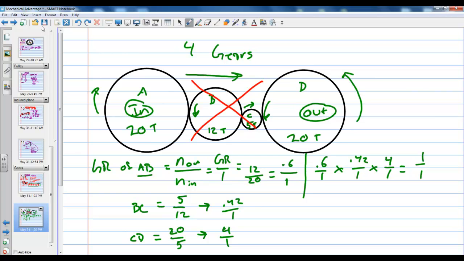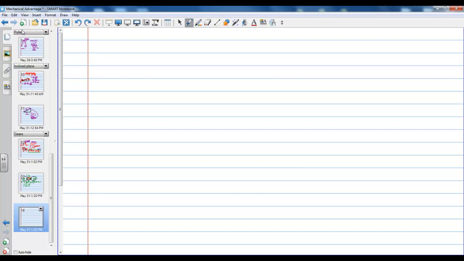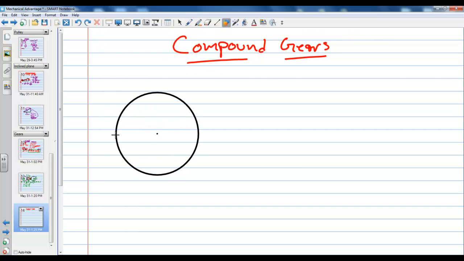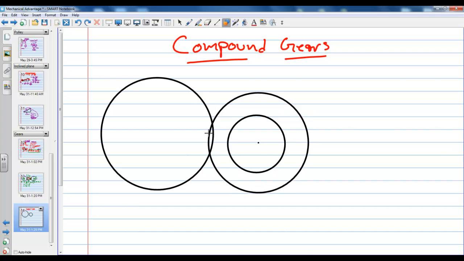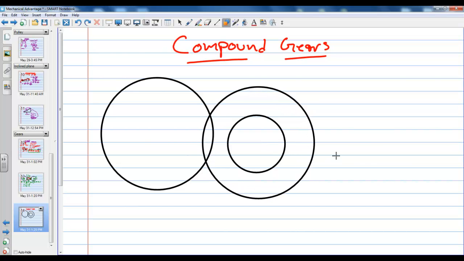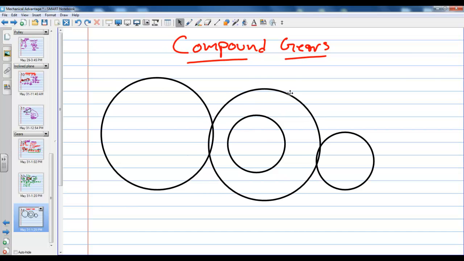We get into something a little more complicated if we do a compound gear train. So let's do compound gears. Now compound gears are basically the same thing as a gear train. We've got a large gear and a small gear, and then we also have another large gear and another small gear. So let's get these organized where they need to be.